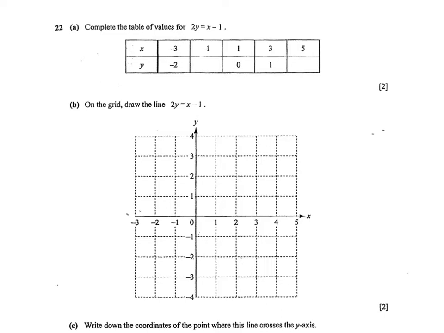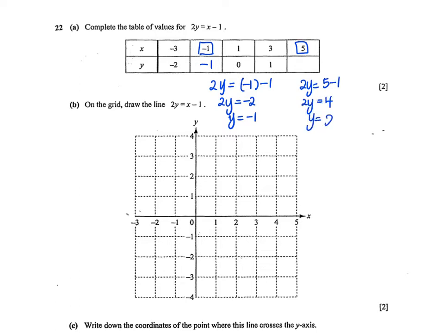Now, what does this mean? This means that when x is equal to -1, I'll plug it into my equation. So 2y equals x minus 1. So -1 minus 1, 2y equals -2. Then y will be equal to -2 divided by 2, which is -1. Okay, and then we have the next value when x equals 5, 2y equals 5 minus 1. So 2y is equal to 4, y will be equal to 2.